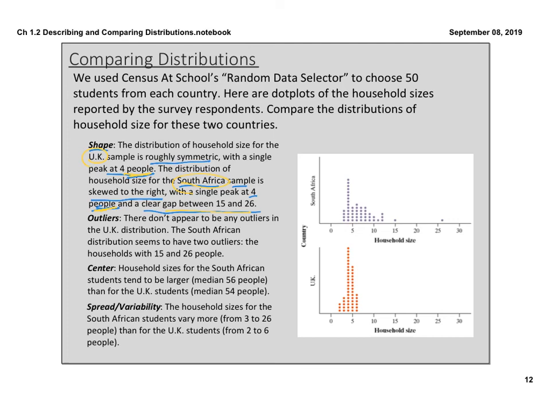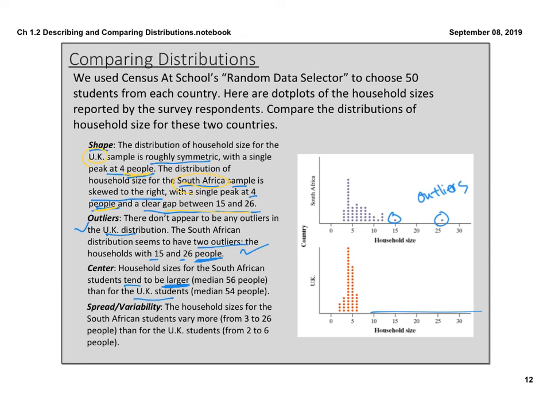Now let's look at the outliers. For outliers, it says there don't appear to be any outliers in the United Kingdom distribution. Okay, check. So we talked about United Kingdom. And then the South African distribution seems to have 2 outliers. The households with 15 and 26 people, context, check. So what they're looking at is this and this right here as outliers. Okay, and over here, no outliers. Okay, then center. Household sizes for South African people tend to be larger. There's your comparative language than for the UK students.